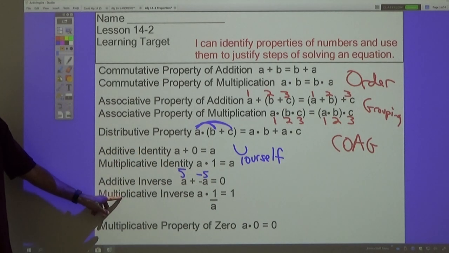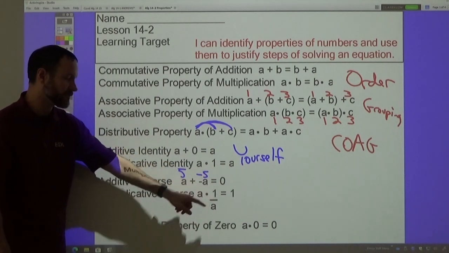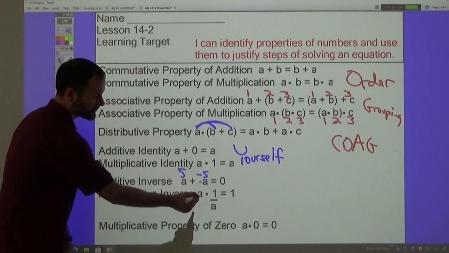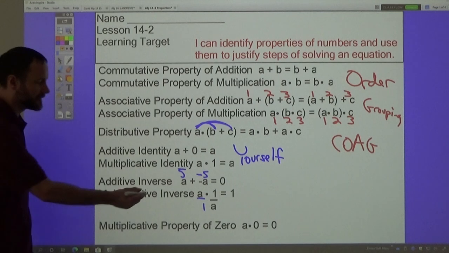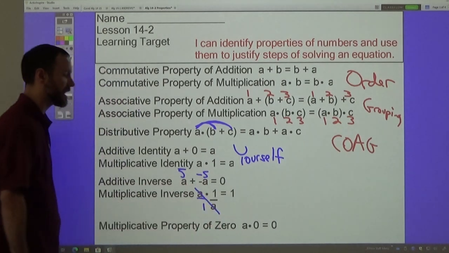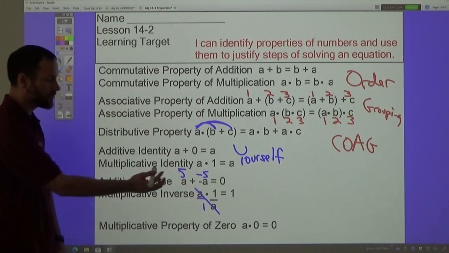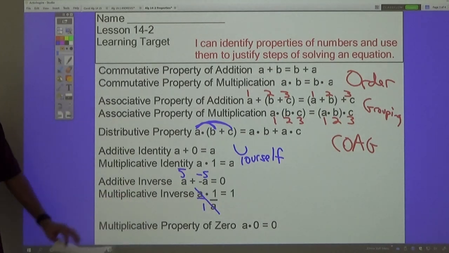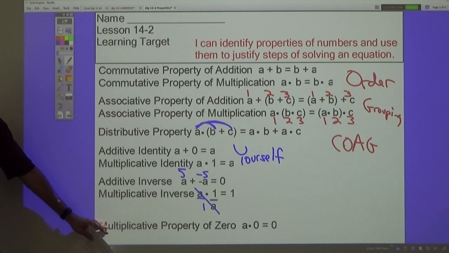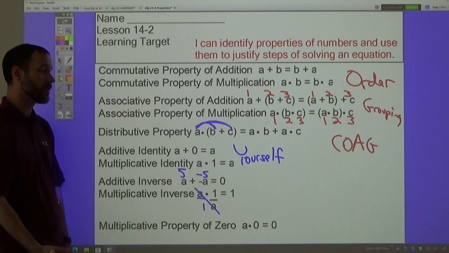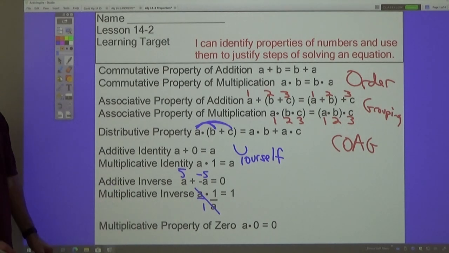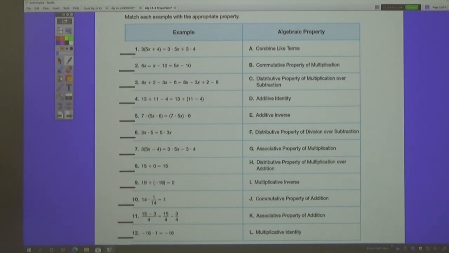The multiplicative inverse, with multiplying, we have to multiply by the reciprocal. So A over 1 times 1 over A, these A's, think back to multiplying fractions, those would cancel out, you end up with 1. So the multiplicative inverse equals 1. The multiplicative property of 0, whenever you multiply a number by 0, you get 0. Anything times 0 is 0. So these are the properties that you have to know.